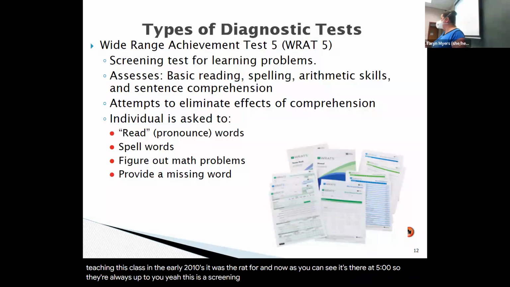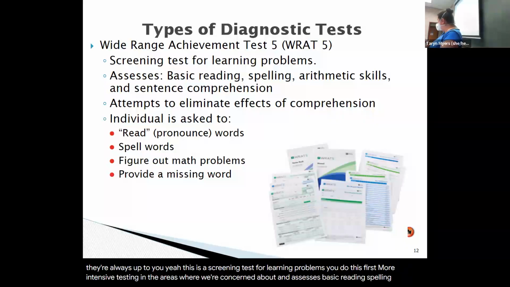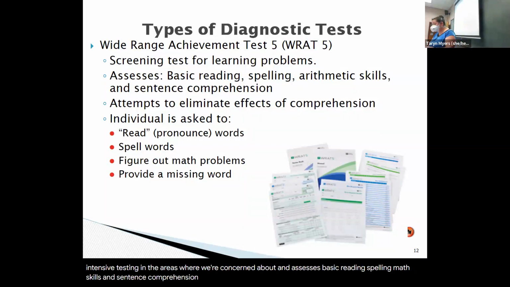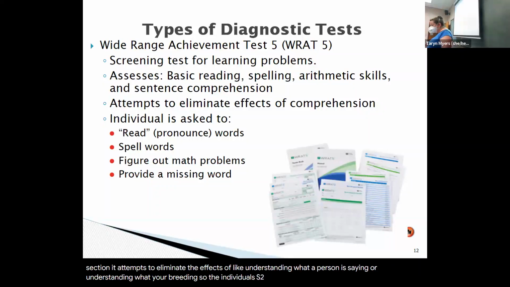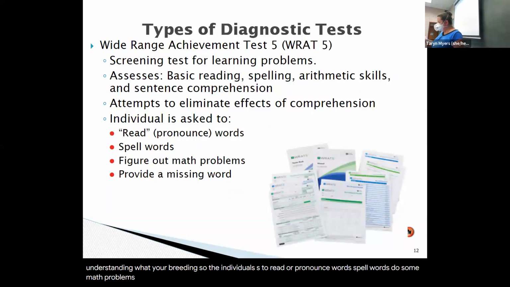This is a screening test for learning problems. You do this first, and then you would go in and do more intensive testing in the areas where we're concerned about. It assesses basic reading, spelling, math skills, and sentence comprehension. And with the exception of the sentence comprehension section, it attempts to eliminate the effects of understanding what a person's saying or understanding what you're reading. So the individual is asked to read or pronounce words, spell words, do some math problems, and then provide a missing word or words to simple sentences.